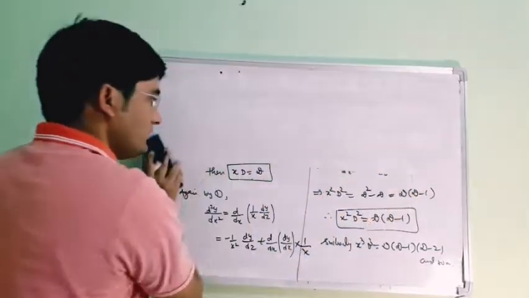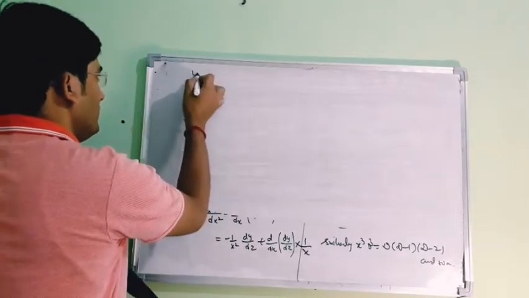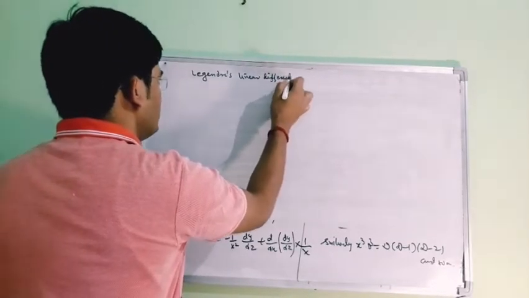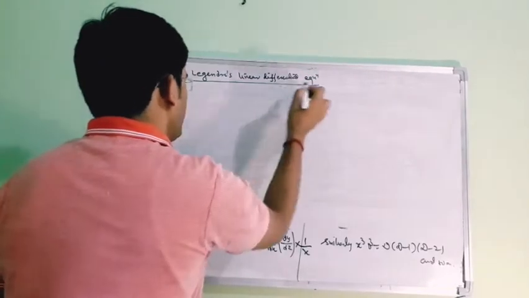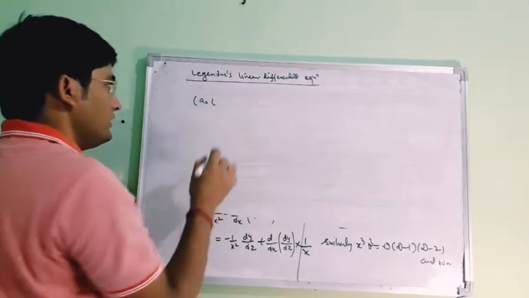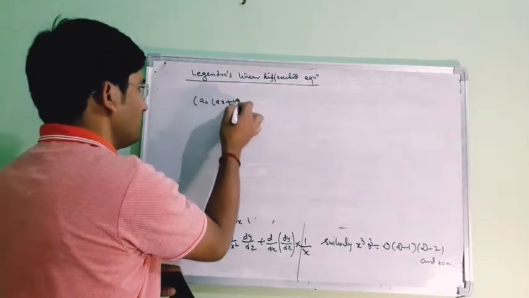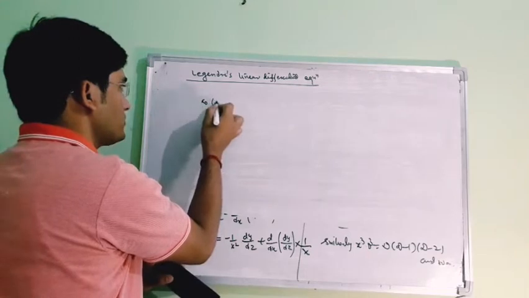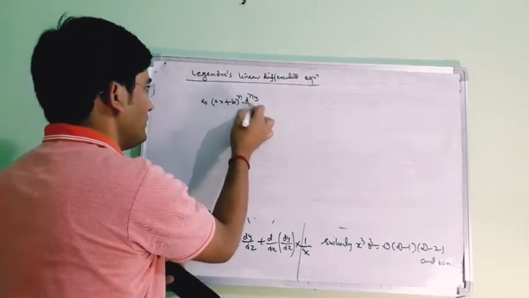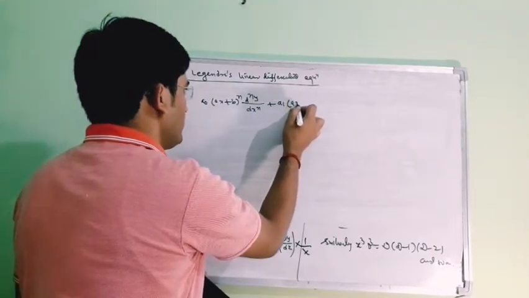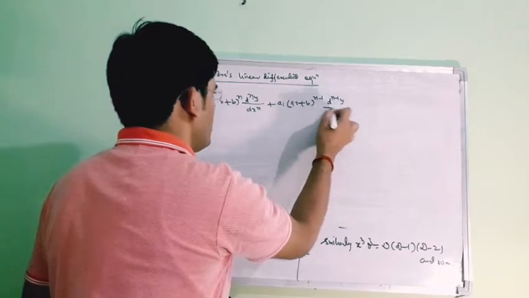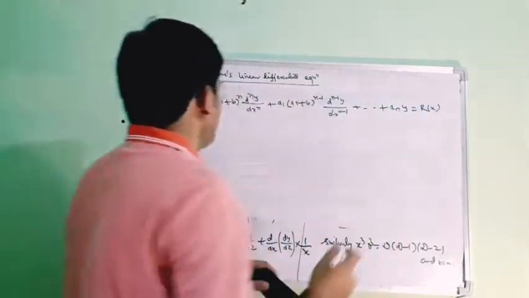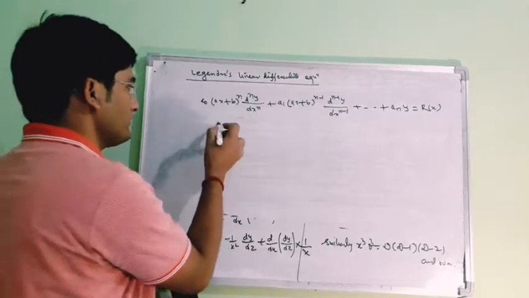Now let us consider the Legendre's linear differential equation. In case of Legendre differential equation, now in place of x we will have ax plus b. This differential equation is (ax plus b) power n d power n y upon dx power n, plus a1 (ax plus b) power n minus 1 d power n minus 1 y upon dx power n minus 1, and so on, the last term is an y, equal to r of x. This is known as our Legendre linear differential equation.